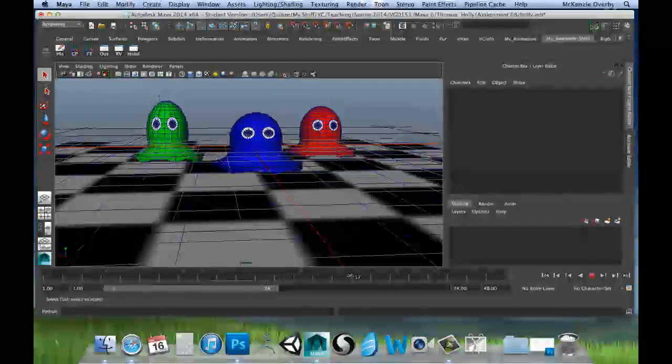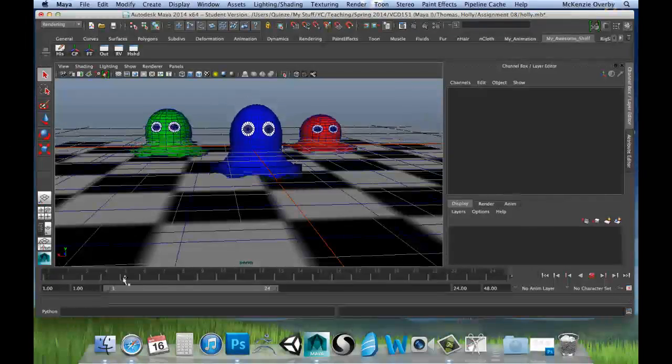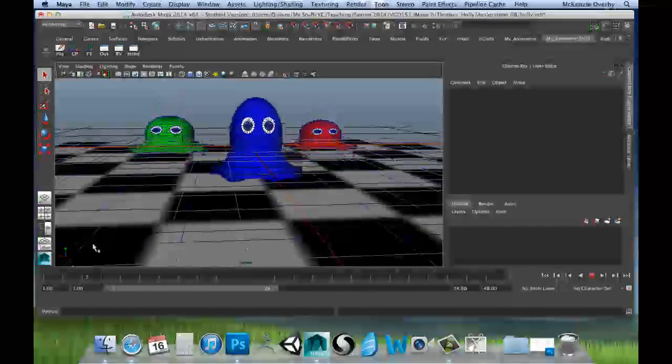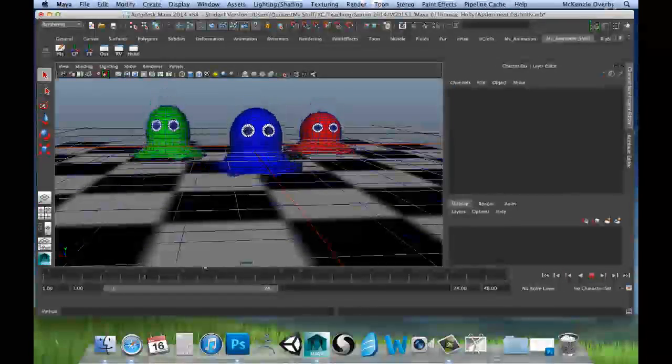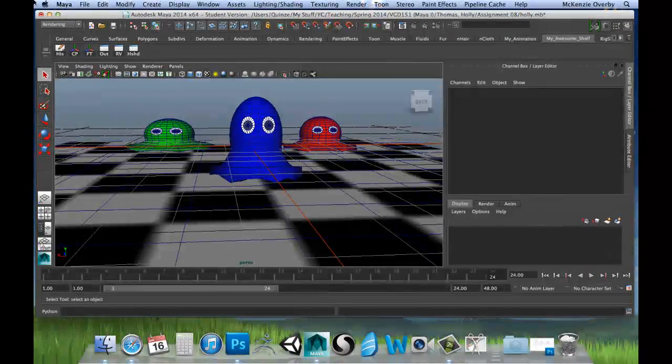So you can kind of see the difference there between this guy and the other ones. And you can adjust the others as well, okay? And it's going to give you a more effective squash and stretch, alright?